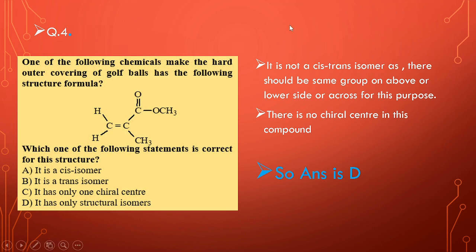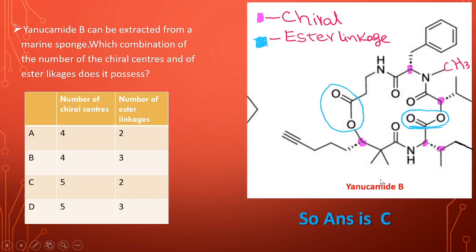Here we have another one. What kind of isomer is this one? Now you can see this hydrogen is on this side. It should be on this side, like this one. As it is not on the above side or the lower side, this is not a cis or trans isomer. It doesn't have any chiral center. So the answer is D. It only has a structural isomer.